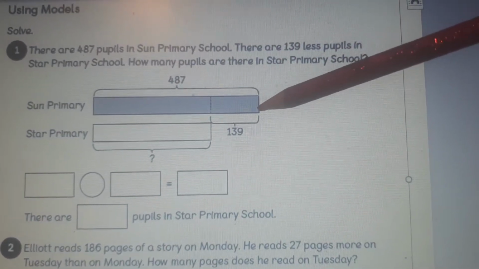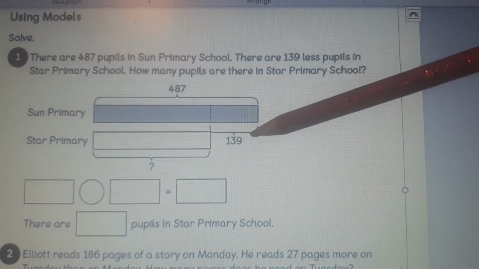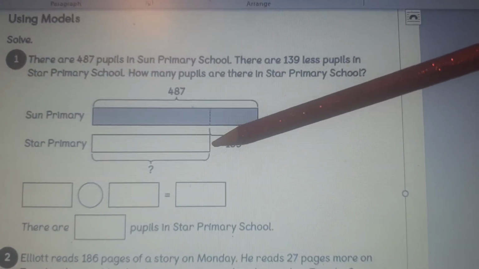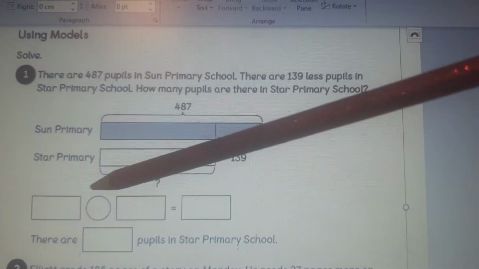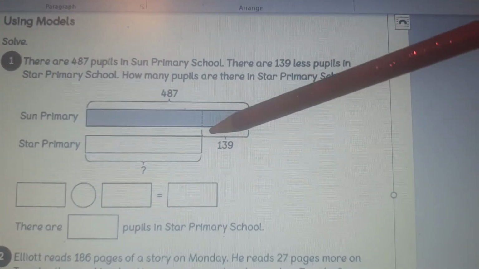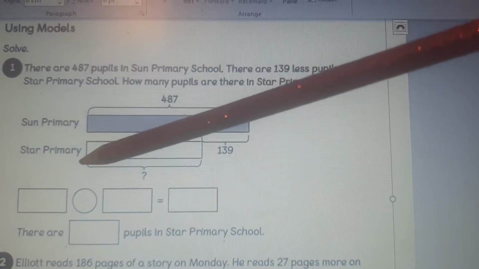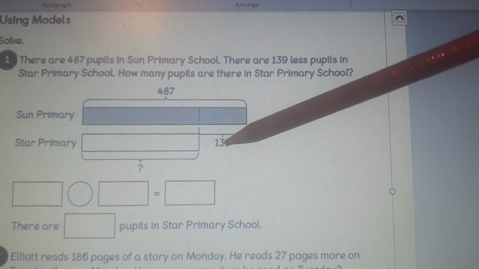So that represents all those children. However, there's 139 less in Star Primary. So this here represents how many children are in the school.